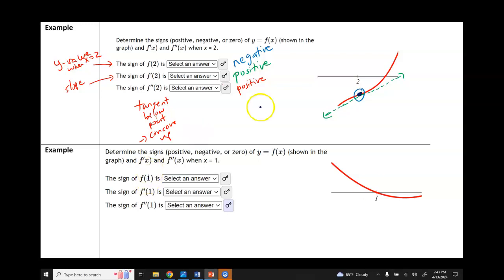For the next one, at x equals 1, here, the y value is 0. If I draw a tangent line, the tangent line is decreasing. So f prime of 1 is going to be negative. And then the tangent line is below the graph. In other words, this is all facing upwards. It's making a right side up U. So the second derivative is positive, which means it's going to be concave up.